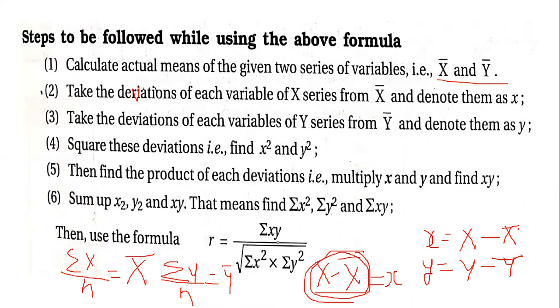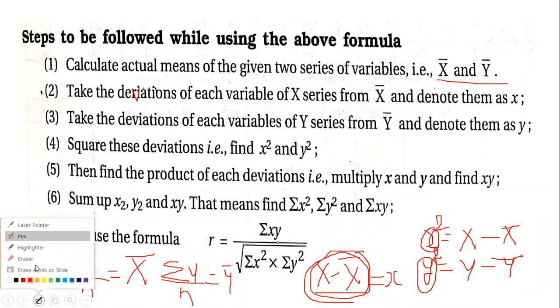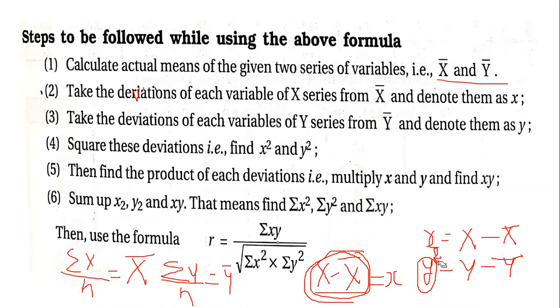And then you are supposed to square these deviations. Whatever data that you get for X and Y, you have to square them. Those are called squaring the deviations, x square and y square. And then, apart from squaring them, you also have to calculate x into y. So this data is supposed to be multiplied, that is x into y.